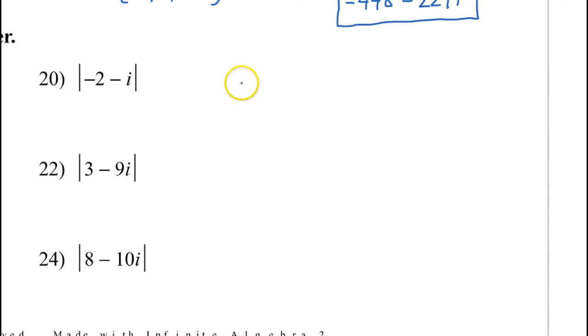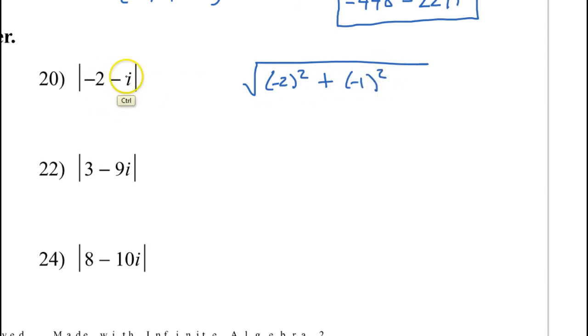Number 20, we're going to have the square root of negative 2 squared plus negative 1 squared. Alright, that's my a and my b. So this is going to be the square root of 4 plus 1. So that is going to be the square root of 5. And that cannot be simplified any further.